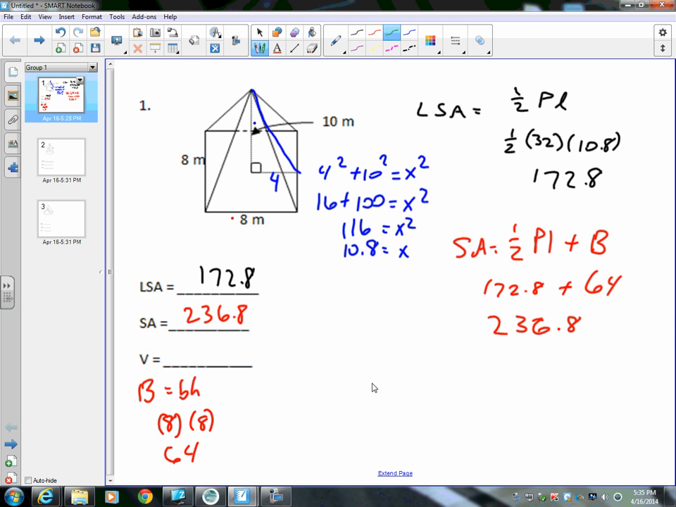Volume is the last piece, and the equation for volume of a pyramid is 1/3 big B times h. Big B, we already found that to be 64. H stands for the height, which we said was 10. Multiply all of these together. 1/3 times 64 times 10. We get 213.333333, round to tenths, so 213.3.